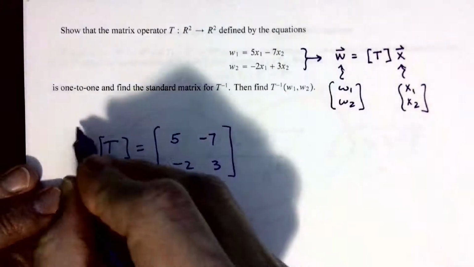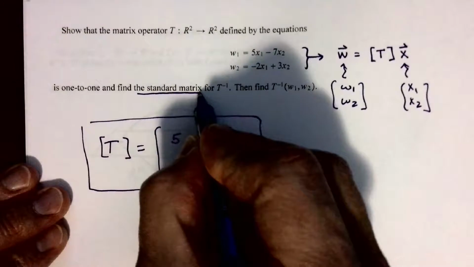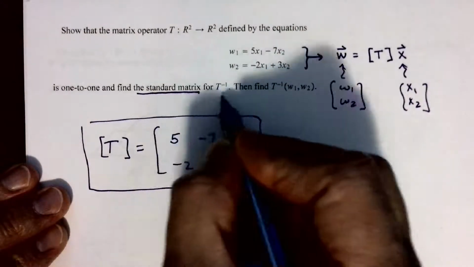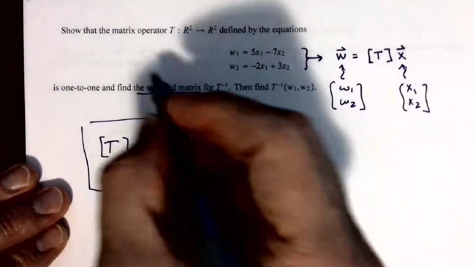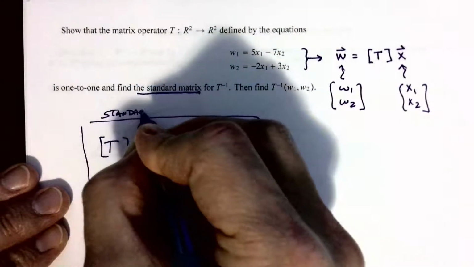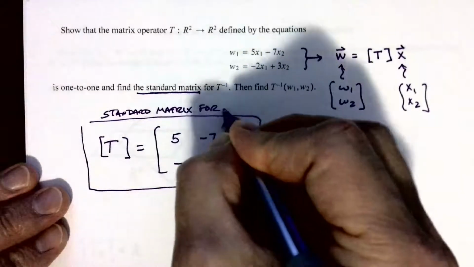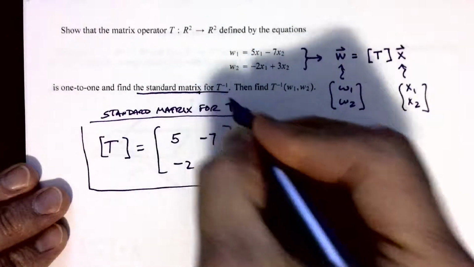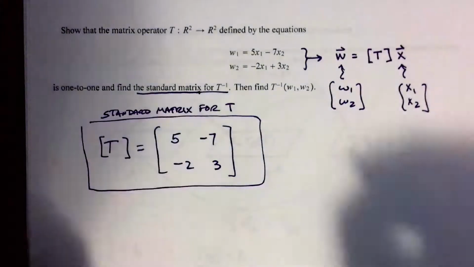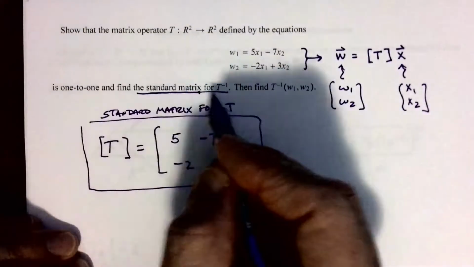There's my first thing. Find the standard matrix. Oops, no, that's not it. That's the standard matrix for T. Sorry. I want to find the standard matrix for T inverse here. How am I going to do that? First of all, let's show that this is 1 to 1, so that it indeed has such a thing.